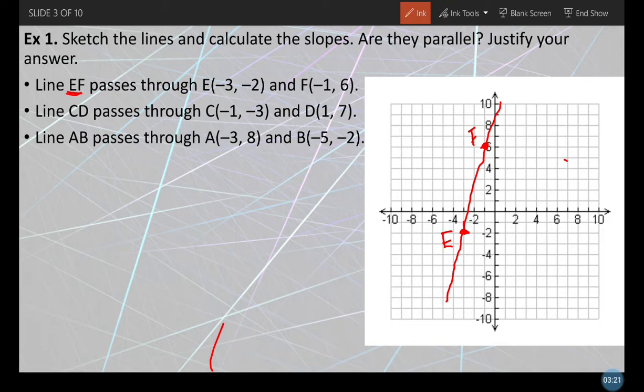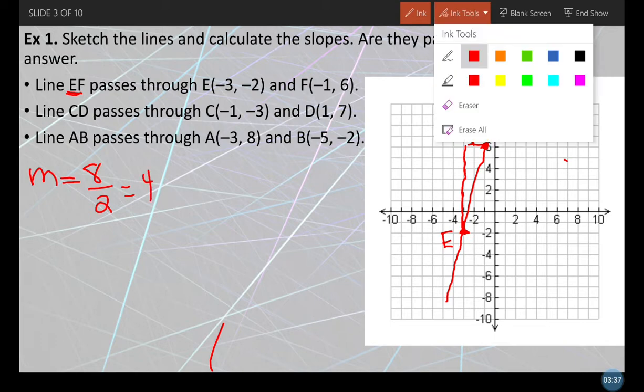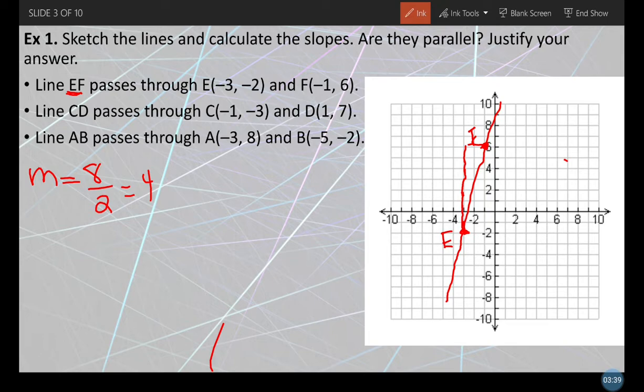Well, the slope would be a rise of 1, 2, 3, 4, 5, 6, 7, 8. So a rise of 8 over a run of 2. 8 over 2. And so that slope simplified, right? We always want to simplify our slopes, is 4. Now let's do the next one.